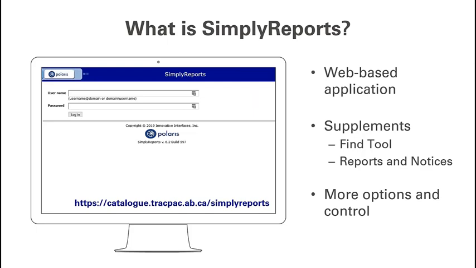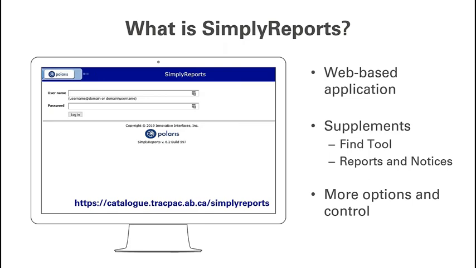So what is SimplyReports? SimplyReports is a web-based tool, meaning you access it over the internet through a web browser, that is a supplement to the Find tool and Reports and Notices feature in Polaris. There are a number of very good canned and custom reports, specifically, and the Find tool can actually give you some really good, quick information, especially if you're looking for counts. SimplyReports fills in the gap if the information you need isn't in one of those reports, or if you need something that offers more options and more control of your data. You can run a number of reports either at the point of need or schedule them for later.